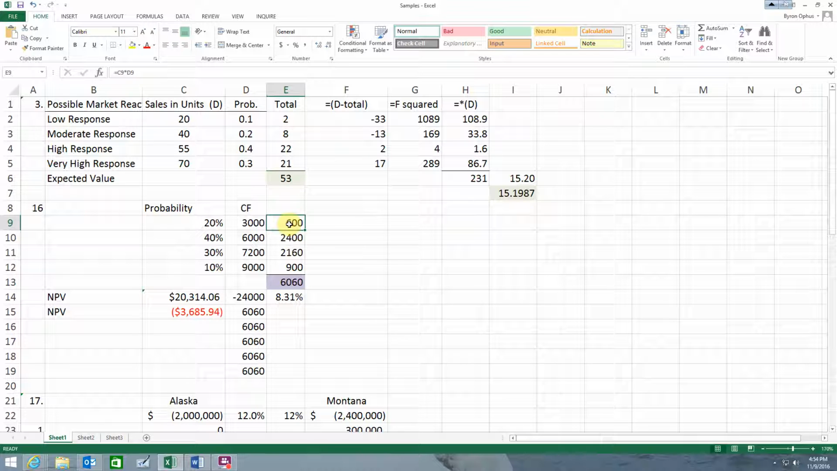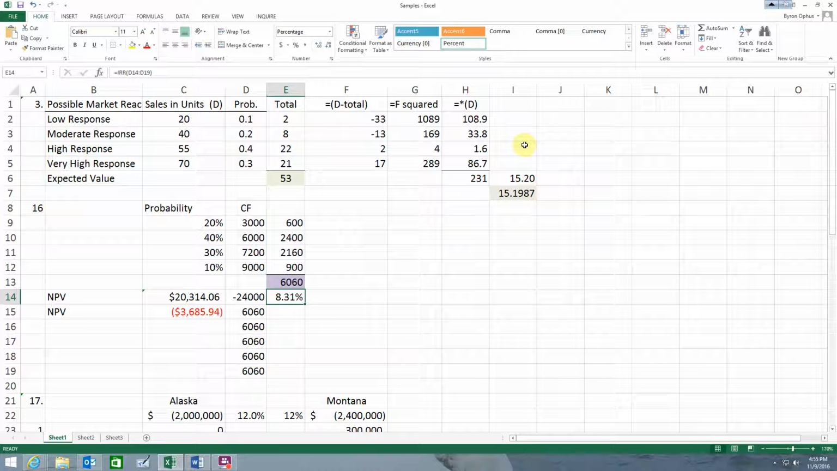I need to determine what the expected value is. I think it asks that: what is the expected value of the cash flow? I just have to take my estimated cash flows times my probabilities. Boom. Drag that on down. There we go. And then I simply have to total that. So far, so good.